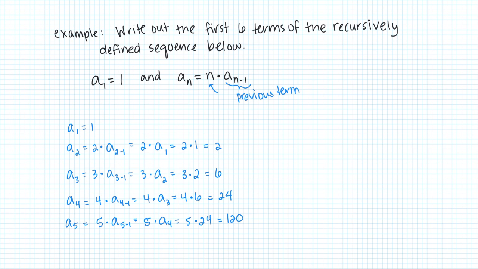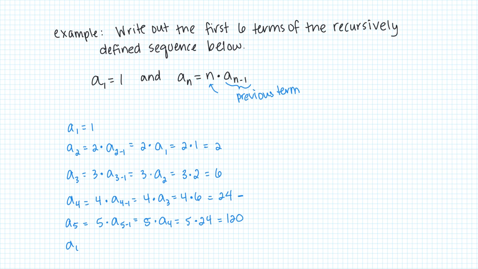So again, you can see that each term is dependent on the previous term. So the way that we got this 2 was to multiply 2 times the previous term, 1. The way that we got this 6 was to multiply 3 times this previous term, which was 2, which gave us 6. The way that we got 24 was to take 4, which is the number term that we're on, and multiply 4 times the previous term, so 6 times 4, which gave us the 24. And the way that we get the 120 is by taking 5 and multiplying it by 24.